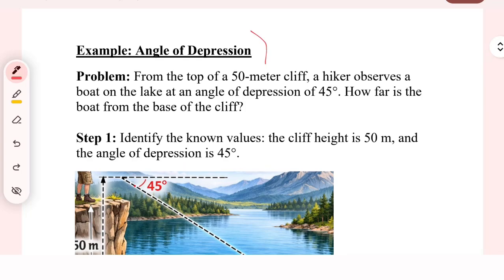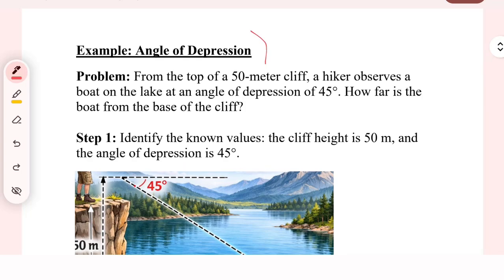The angle of elevation is from the horizontal going up. The angle of depression is from the horizontal, you go down, you look down. So it's an angle that's below the horizontal line of sight. That's the angle of depression.